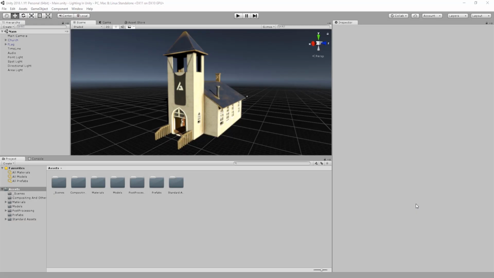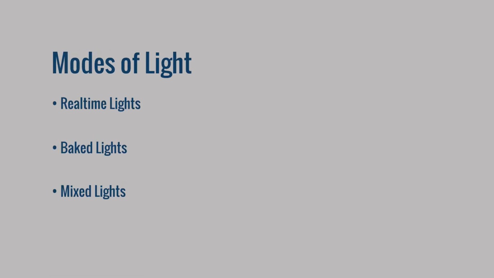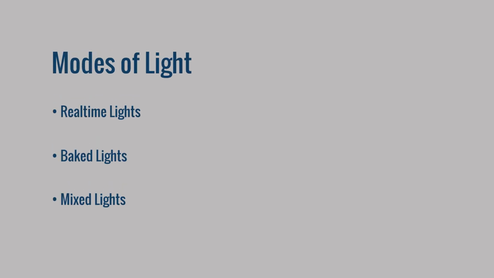Now before we start talking about global illumination, there are a few different properties and concepts that we need to talk about. So we will start by talking about different modes of lights. Inside Unity, we have four different types of lights, and these lights can be further categorized in three different modes, which are real-time, baked, and mixed lights.